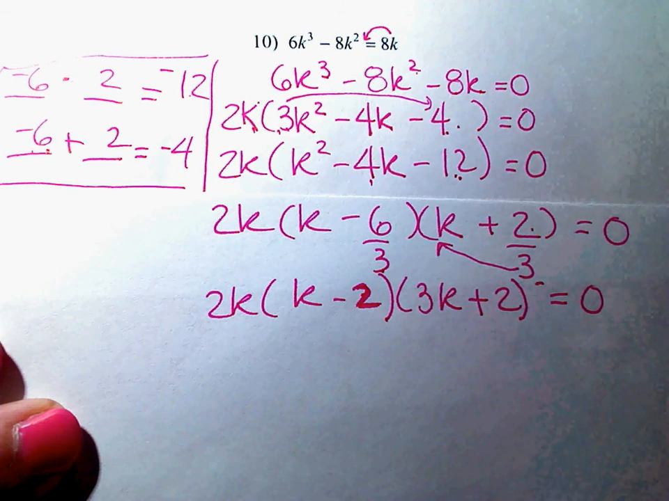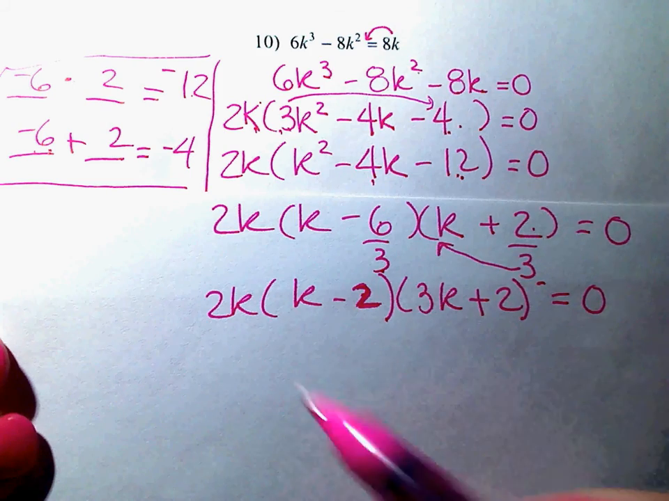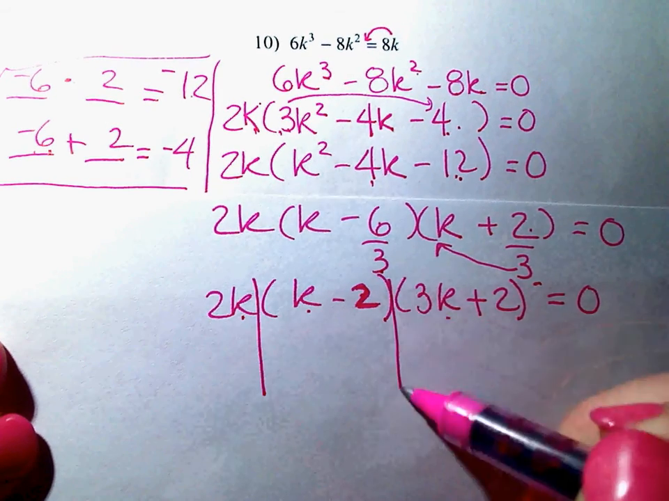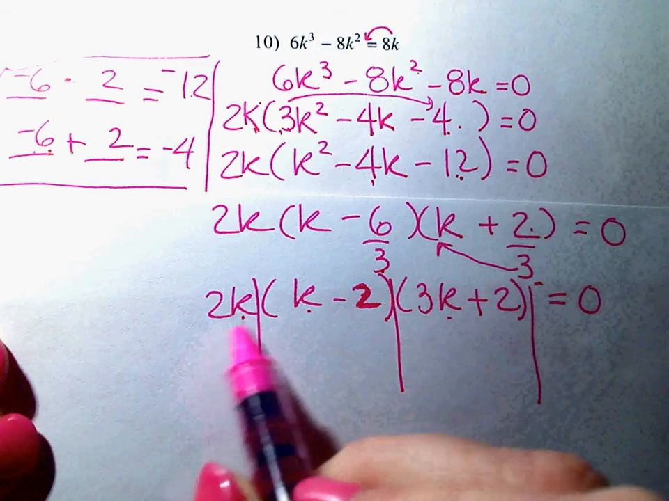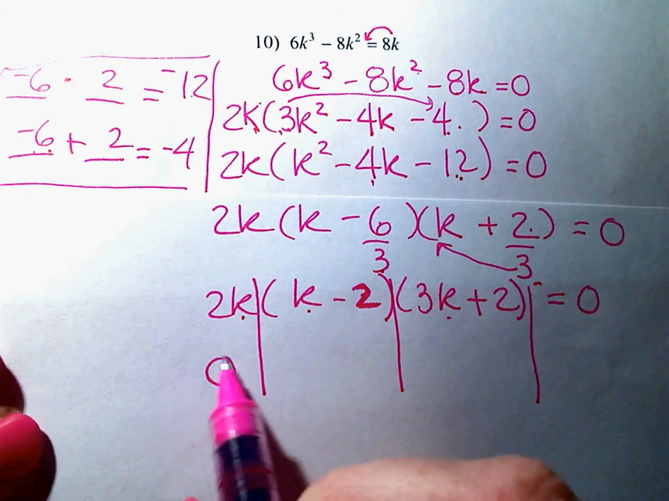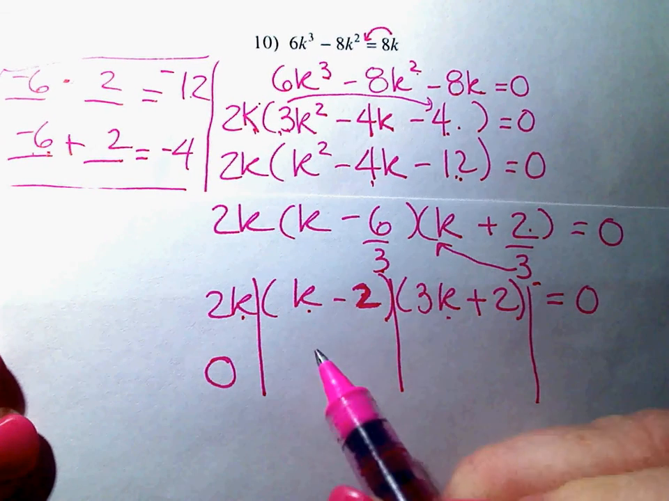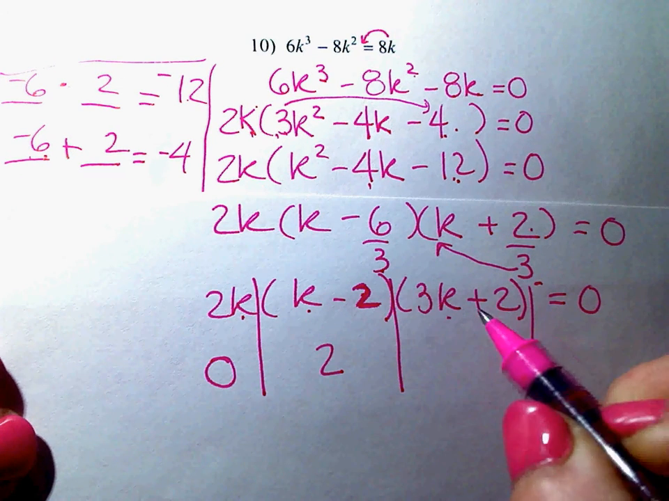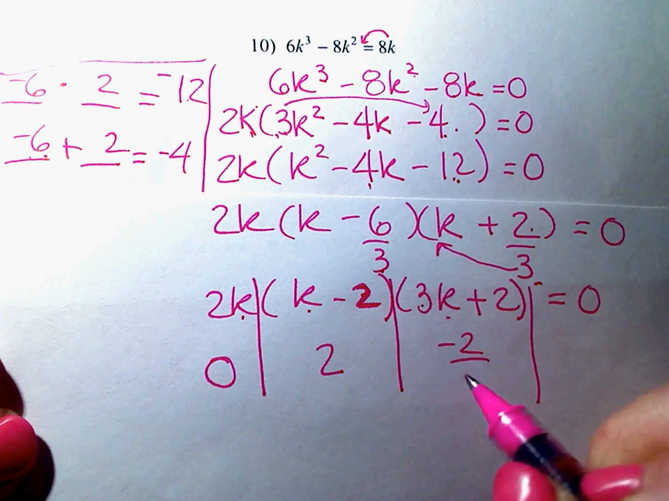And you're ready to get your answers for k. Again, 3 answers because you have k in 3 places. One here, and one here. This answer for k will be 0. This one will be 2, since 2 minus 2 makes 0. And this one, opposite sign over 3, so -2 over 3.